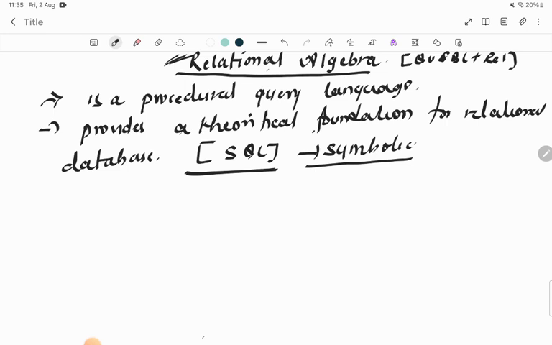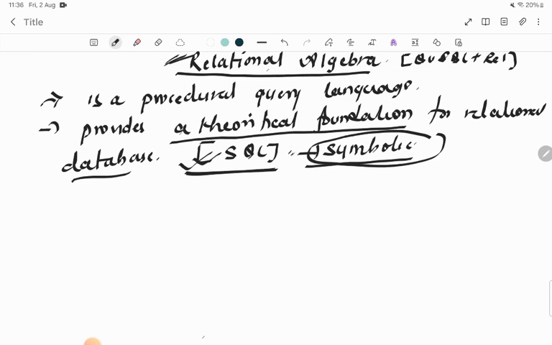It is a procedural query language, and it provides a theoretical foundation to relational databases. See, it is just a theoretical foundation. It means that we are not going to practically use relational algebra. In order to write any command in DBMS, we generally use SQL. Relational algebra is the symbolic representation of these SQL commands. It means that whatever we write in SQL commands, we represent in the form of symbols. Okay, so let me write some names of relational operations and their symbolic representations.